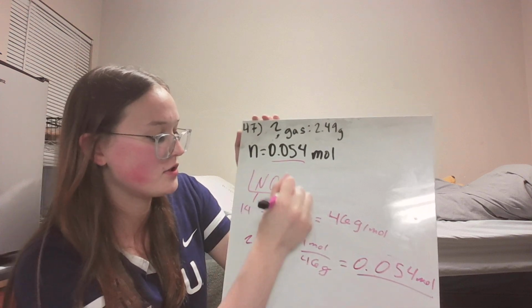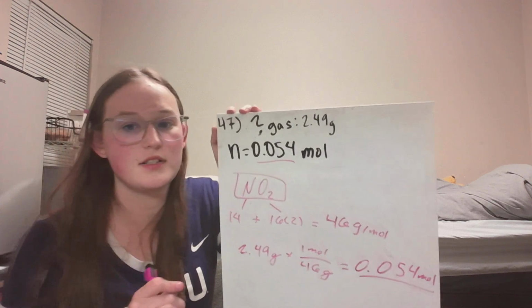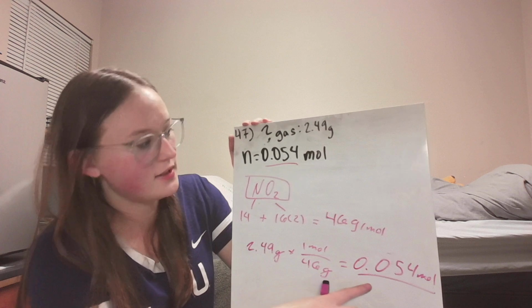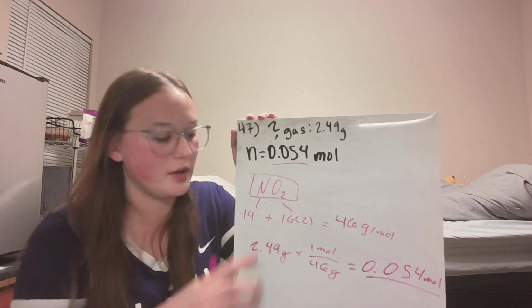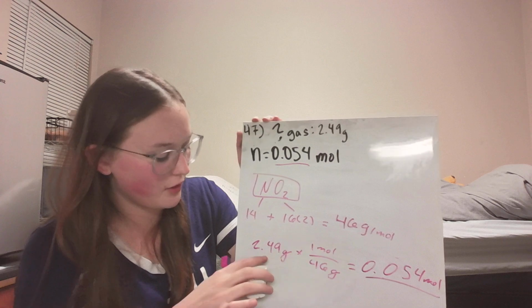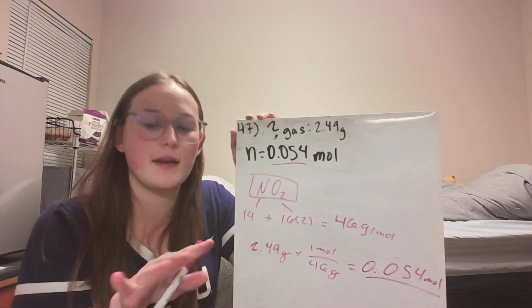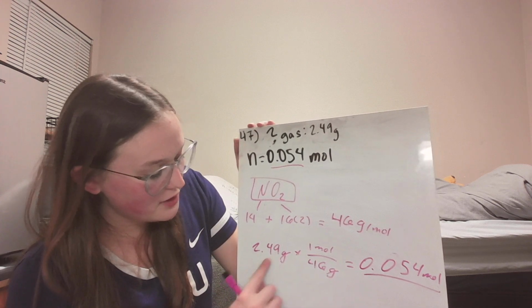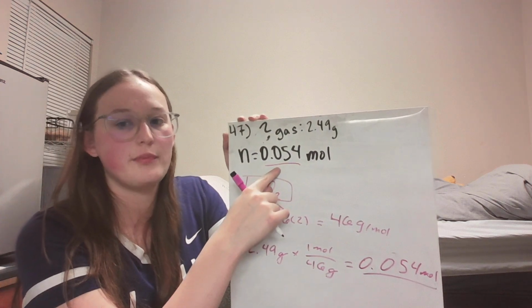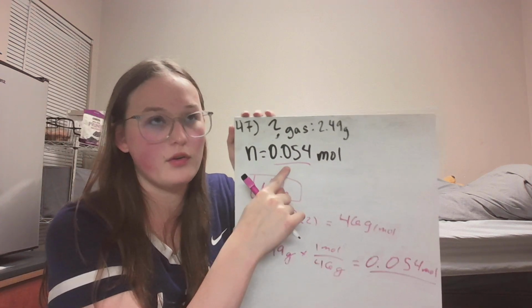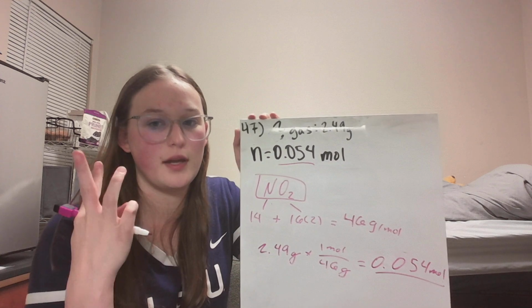So we know that NO2 is the correct answer because its molar mass allows us to get the same thing as the moles that we got from PV equals nRT when we convert this. When we convert grams using its molar mass, we get the same amount of moles that we found from PV equals nRT with its pressure, volume, and temperature.